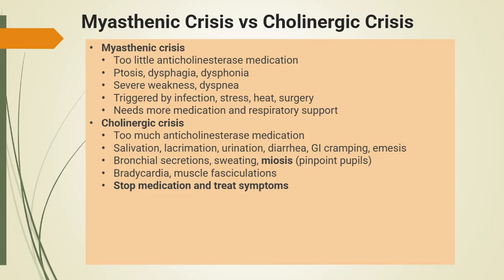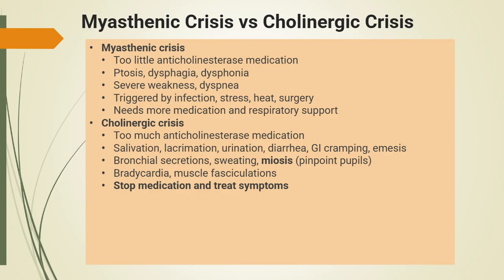Myasthenic crisis and cholinergic crisis are two life-threatening complications of myasthenia gravis. Although both conditions result in severe muscle weakness and respiratory distress, the causes and treatments are very different, so it is essential for nurses to recognize the signs quickly. Let's start with myasthenic crisis.